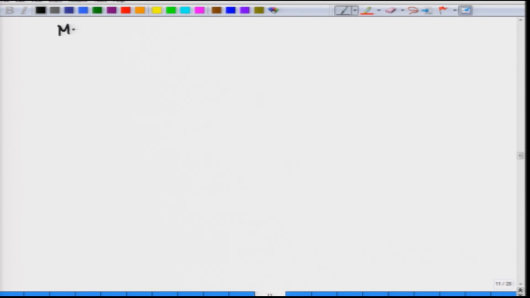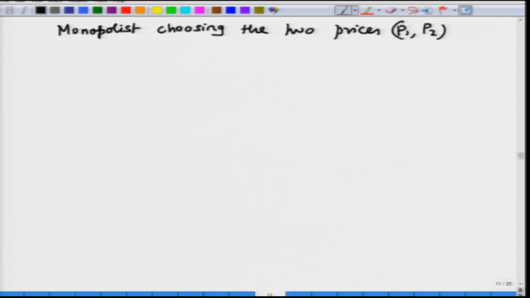Okay. Now, just to push this a little bit further, instead of the two firms, we have a monopolist who is choosing the two prices P1 and P2, right. So, what would the setup look like? The monopolist is choosing P1 and P2 to maximize the joint profits.